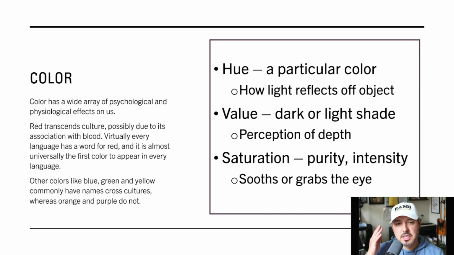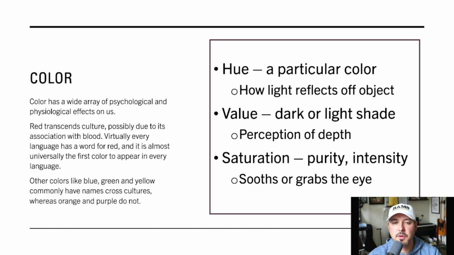Okay, so your value is, let's say you have blue, let's say it's in the middle is royal blue. As you go with a darker, a deeper value, you have navy blue. As you go in the other direction, you go to a lighter value, you have a lighter color blue, Columbia blue, something like that. And then you have saturation.